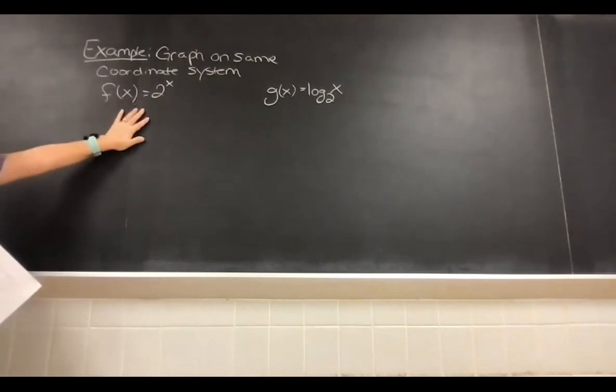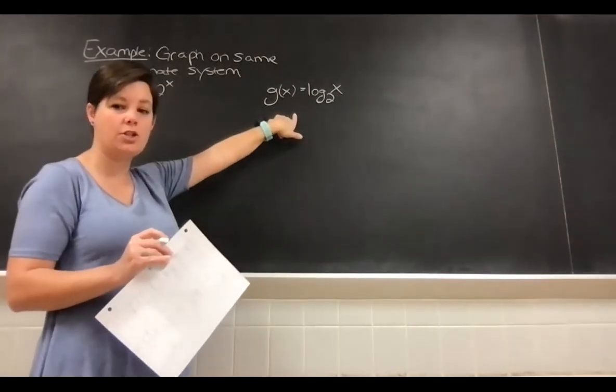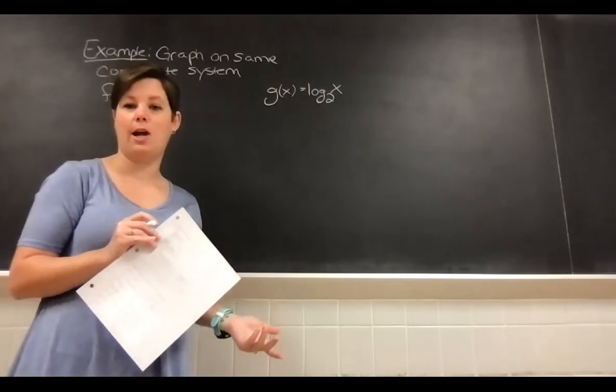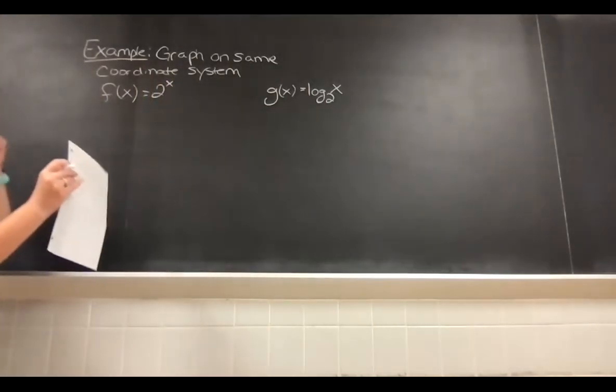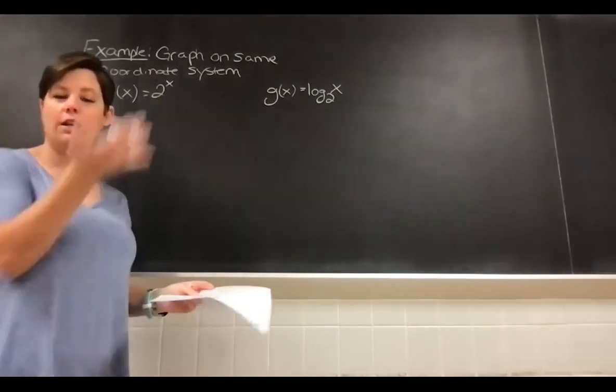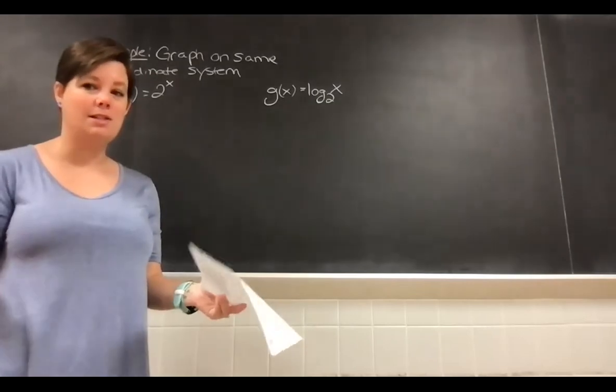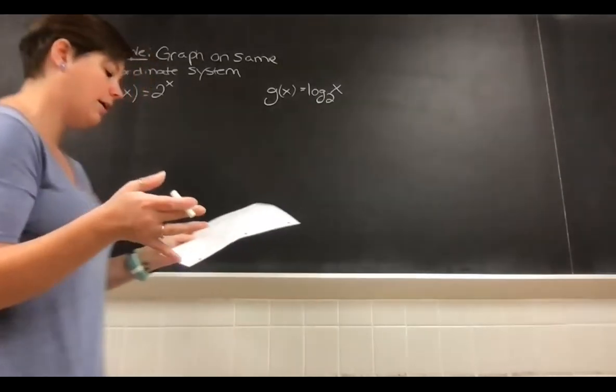Okay, this example says graph on the same coordinate system. So it gives us an exponential equation, and it gives us a logarithmic equation. And we're going to graph them together so that we can see what happens on the graph. So remember, what I like to do is I like to do a table. Now, usually I do a vertical table. This time I'm going to do a horizontal table, and it's going to make sense in a little bit why I chose to do it that way.